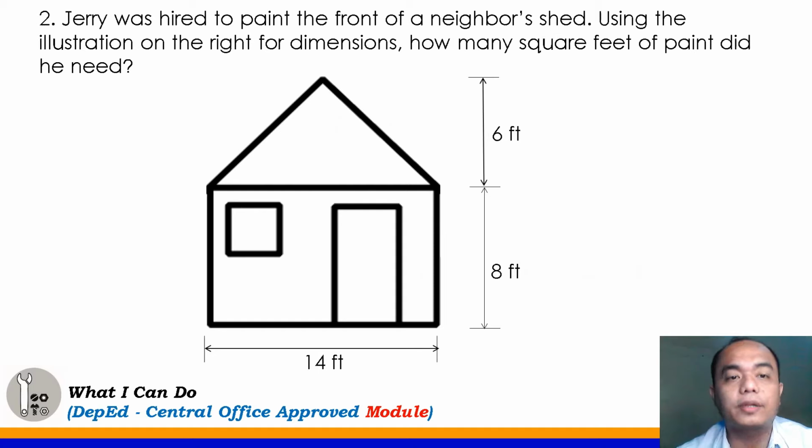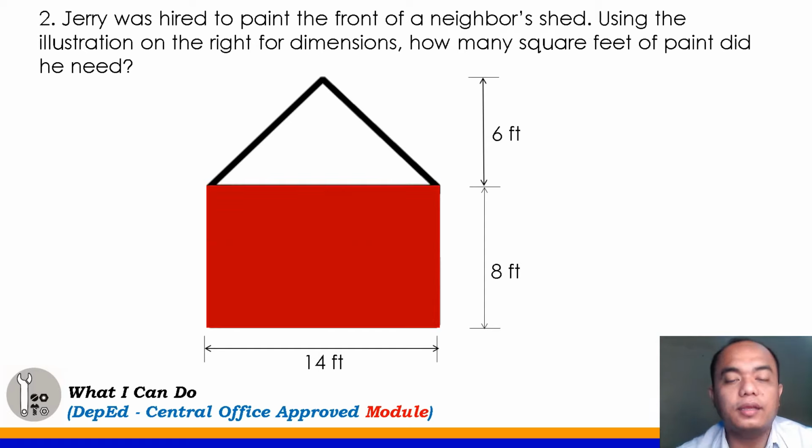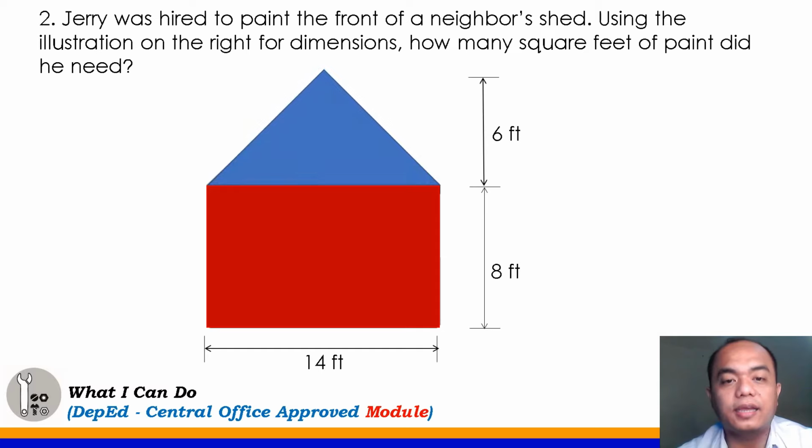Okay, let's have number 2. Jerry was hired to paint the front of neighbor's shed. Using the illustration on the right for dimensions, how many square feet of paint did he need? So, pipinturahan yung front part ng house class. Ito yon. With the given dimensions, ilang square feet na paint ang kanyang kailangan? Kailangan pinturahan niya yan at saka ito.